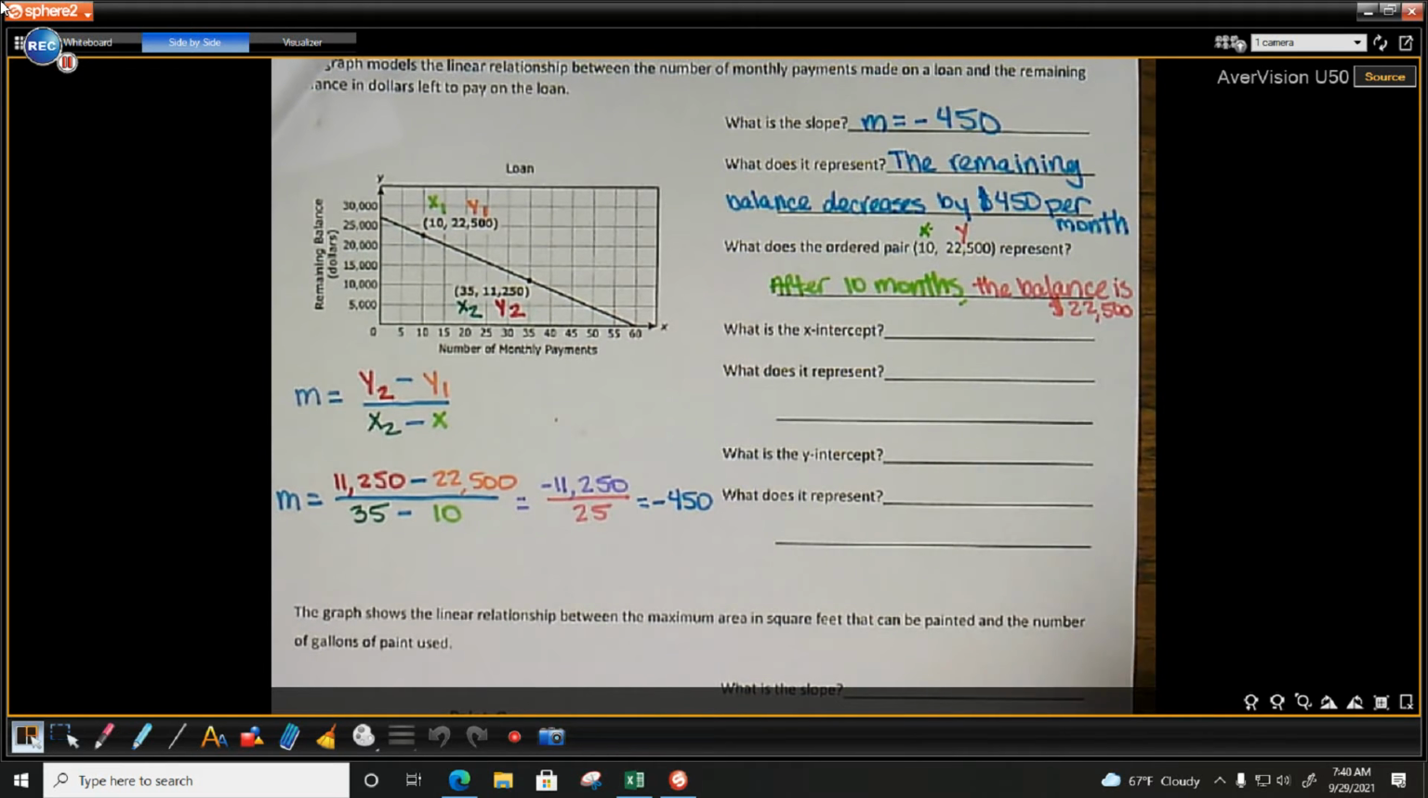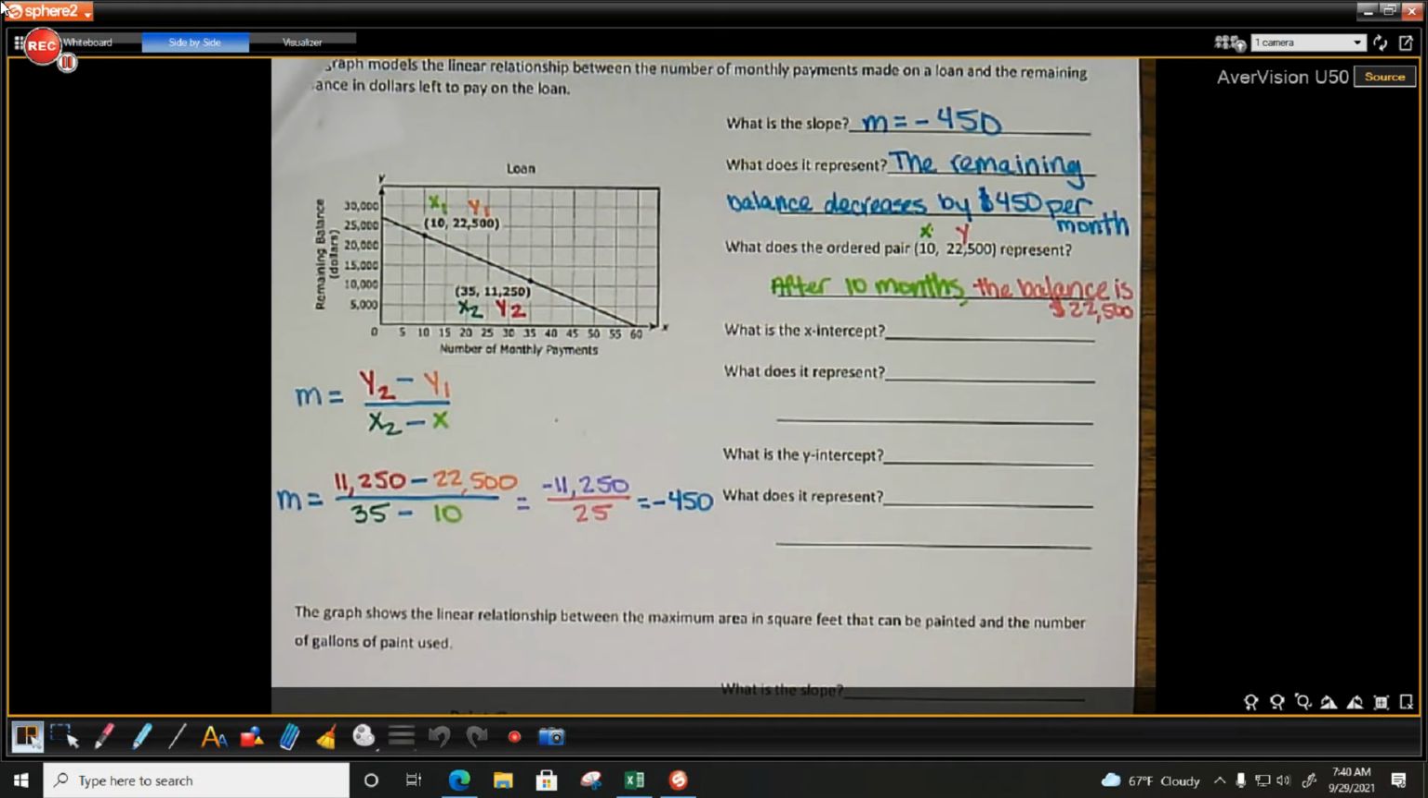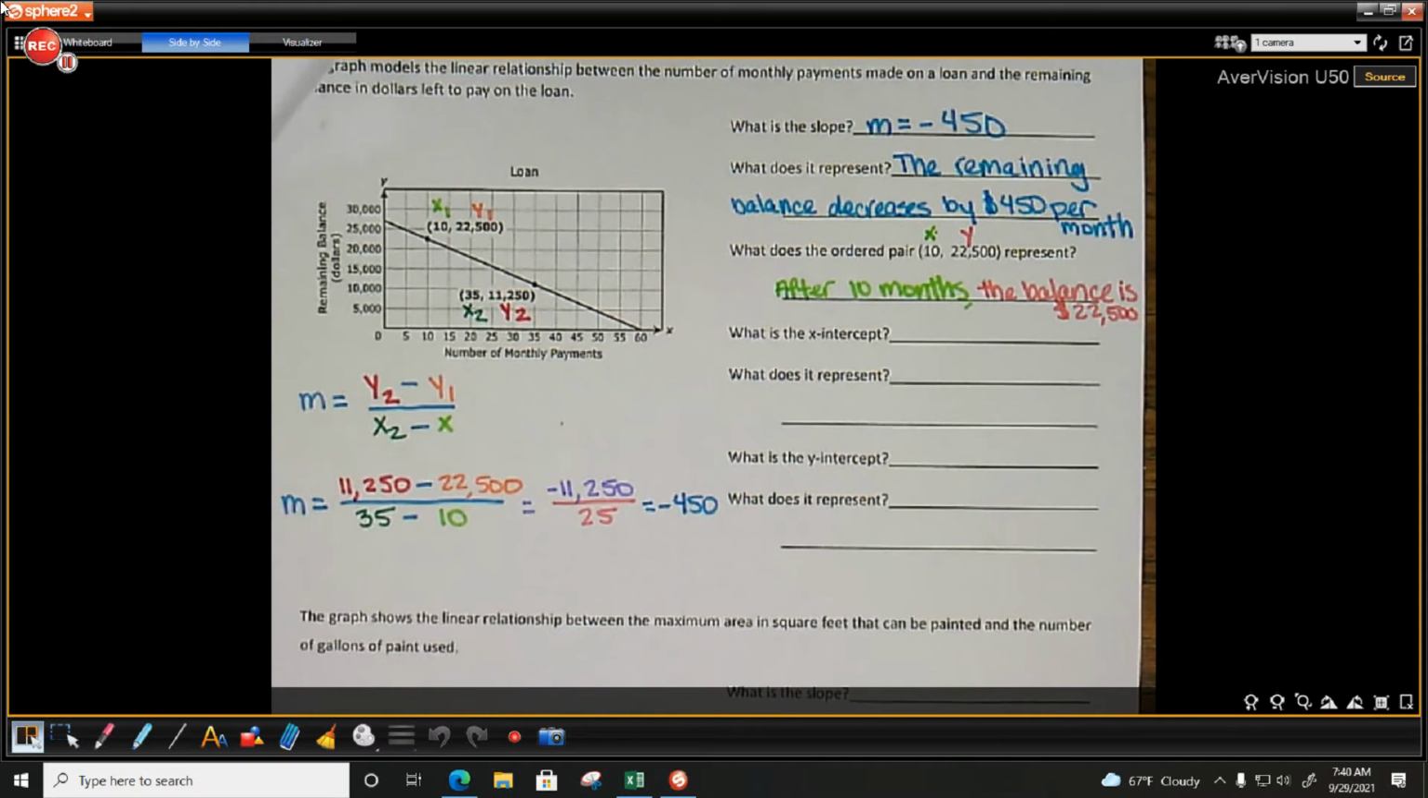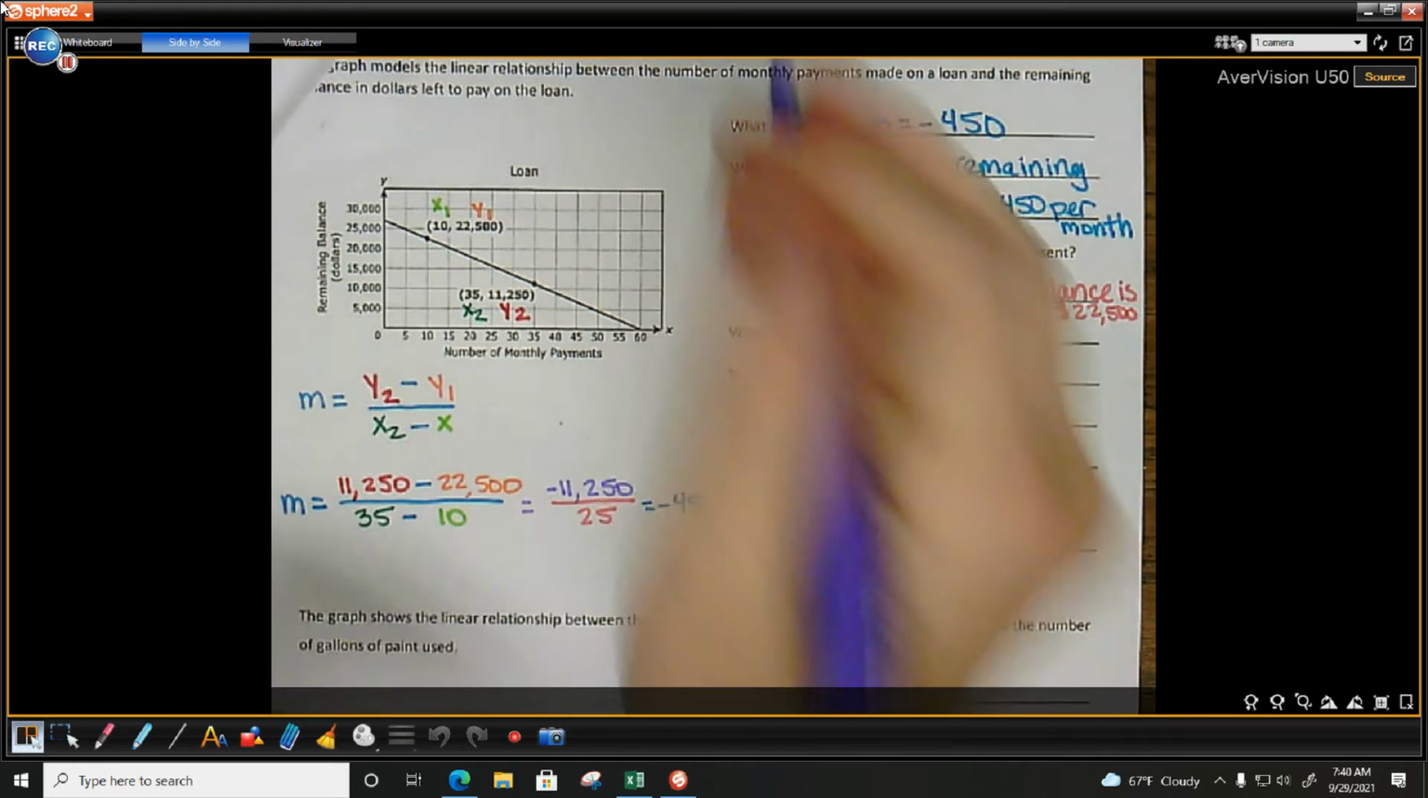Okay, now we're going to look at our x-intercept. Where does this hit the x-axis? And let's write it as an ordered pair.